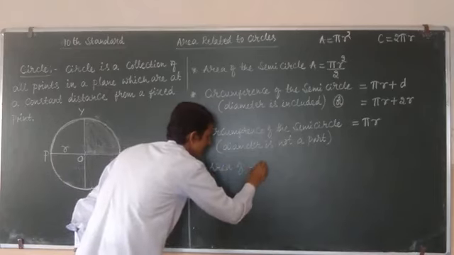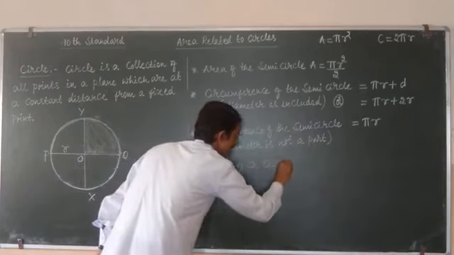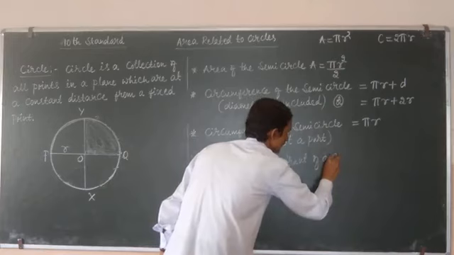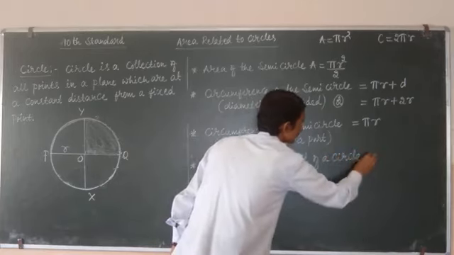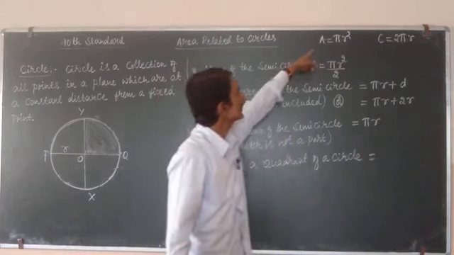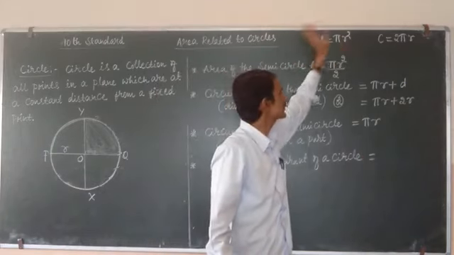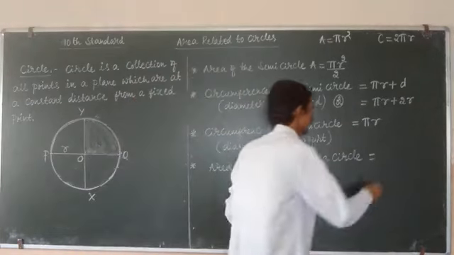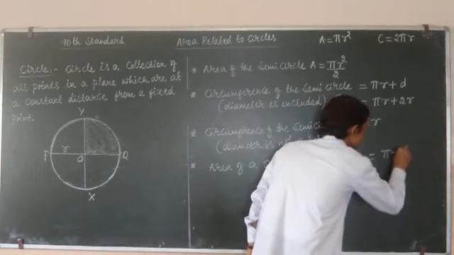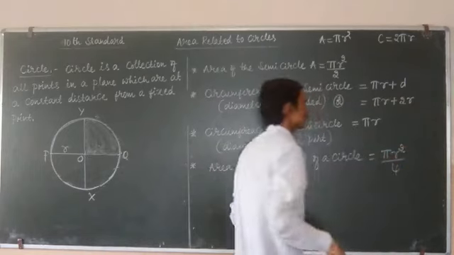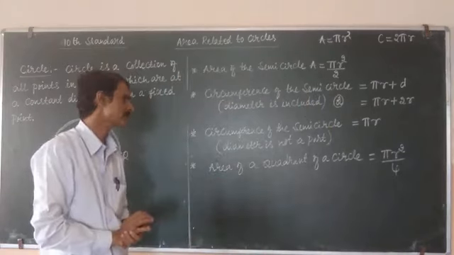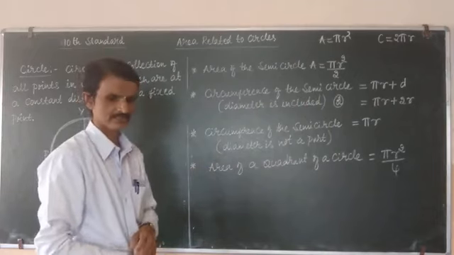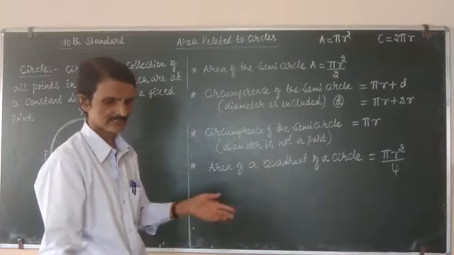Therefore, the formula to find the area of a quadrant of a circle: you know that the area of a circle is pi r square, so divide it by 4, pi r square by 4. That is the formula we are going to use to calculate the area of the quadrant of the circle. Okay, we will see the next.